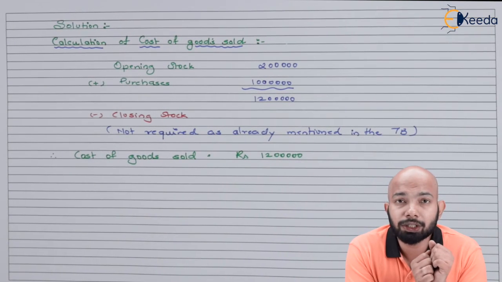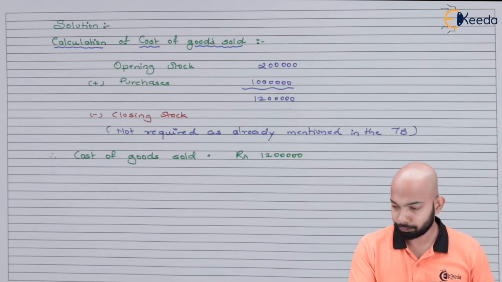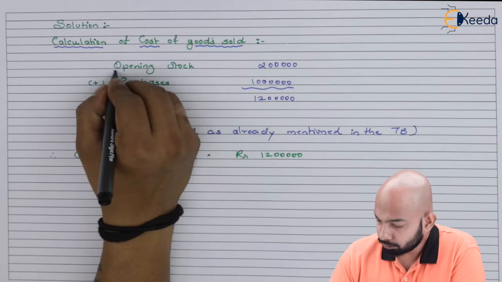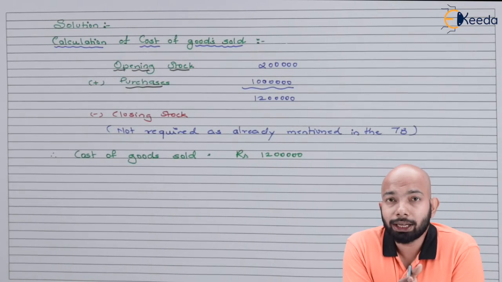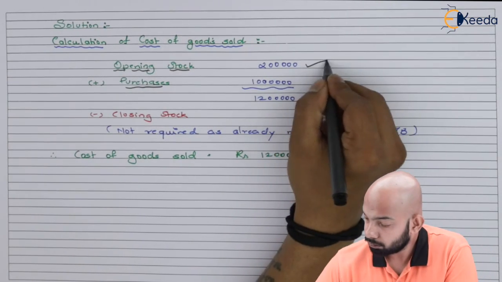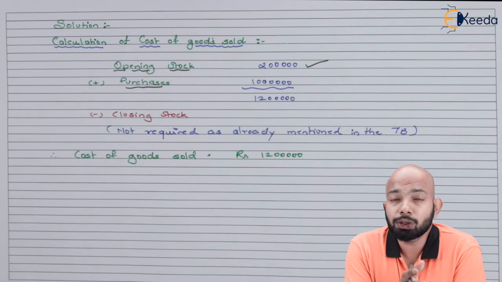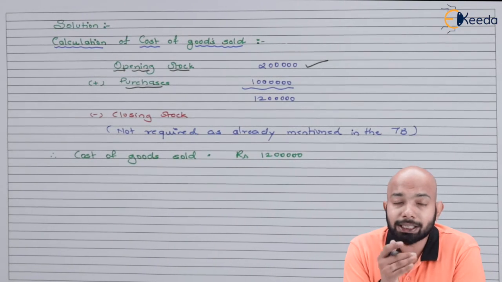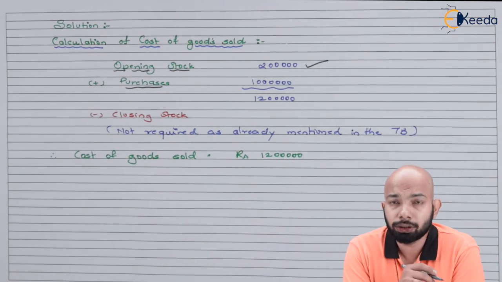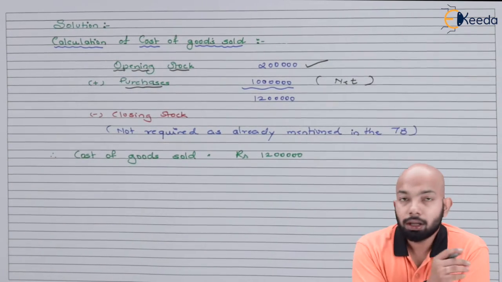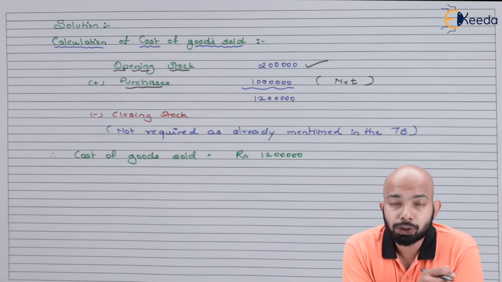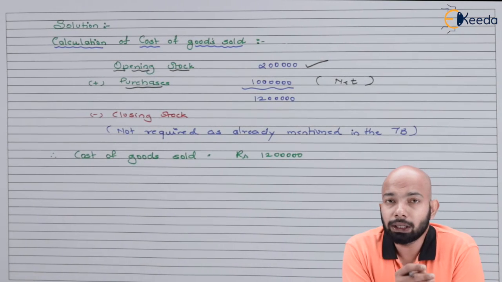Let me highlight those points for you. So your opening stock is 2 lakh rupees, which we have mentioned. Purchases refers to 10 lakh, which is the net amount. Let me just highlight that or put that in a note. So the total cost of goods sold that we have here is 12 lakh rupees.